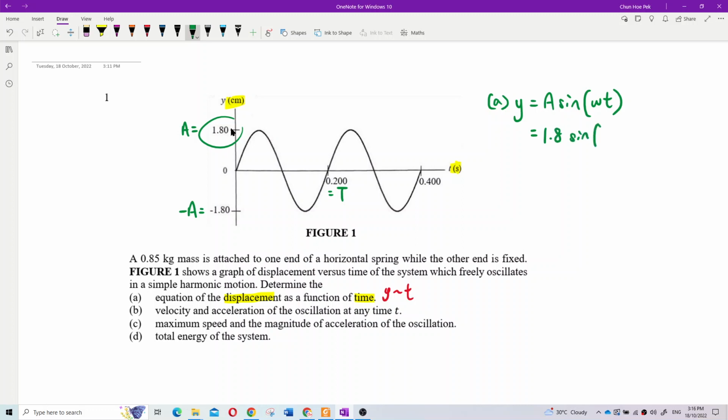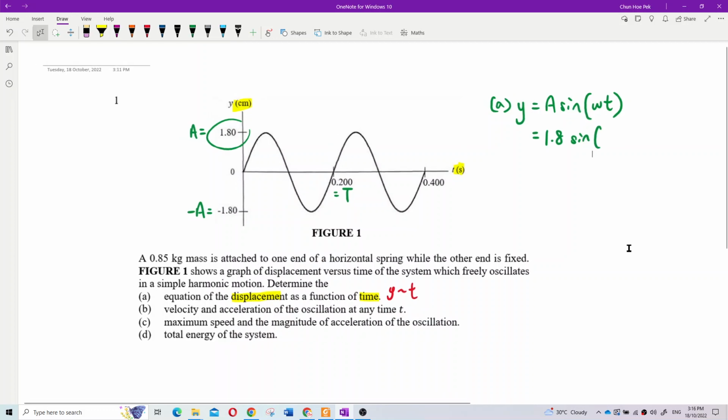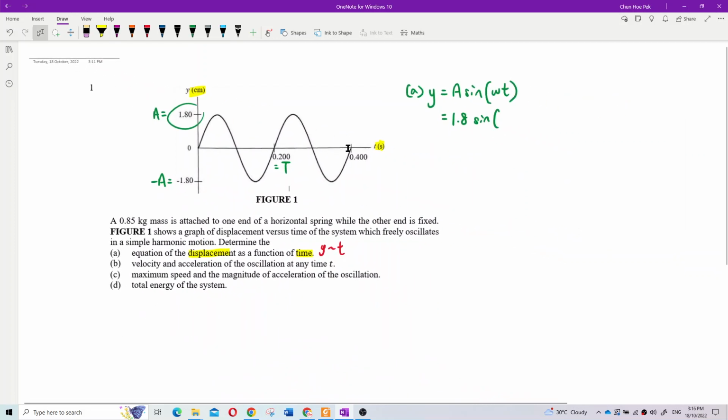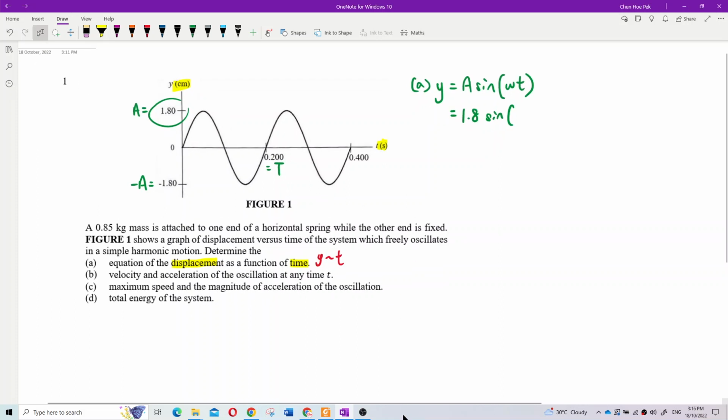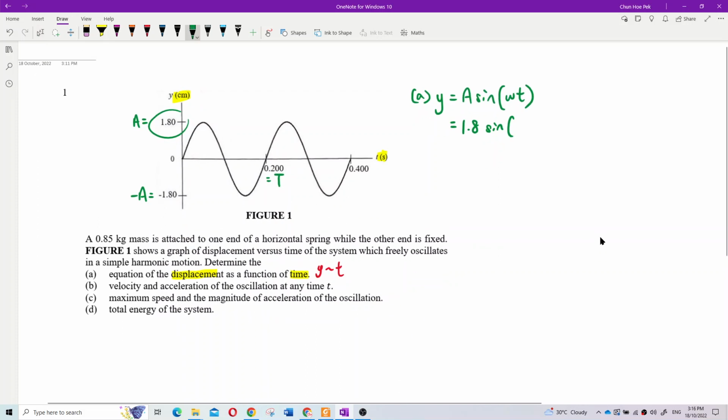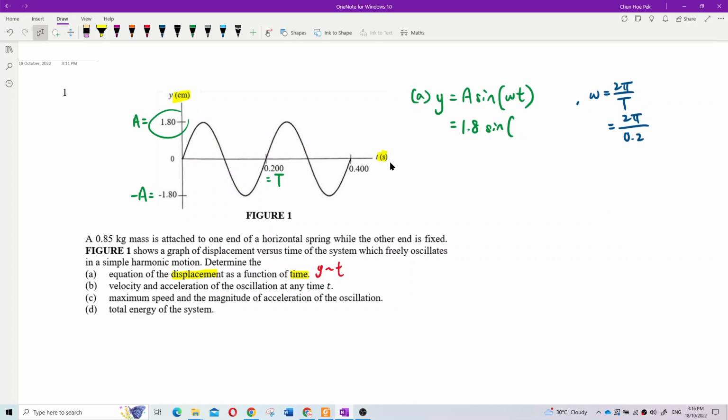Omega. What is the omega value? We need to find the omega value. Let me calculate. Omega is 2 pi over period, correct or not? So what is the period here? 0.2 second. So put in the value of the period, 0.2 second. So what do you get?